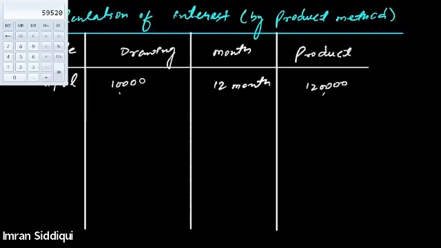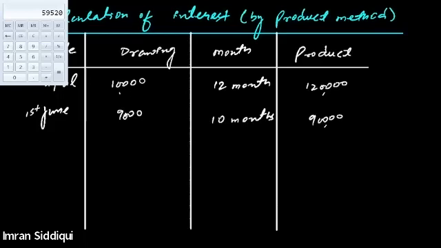Then the next withdrawal was made on 1st June for rupees 9,000. Tell me how many months are still left in the year after the withdrawal made on 1st June? 10 months, is that right? Yes. Multiplying 10 into 9,000, we will get 90,000.